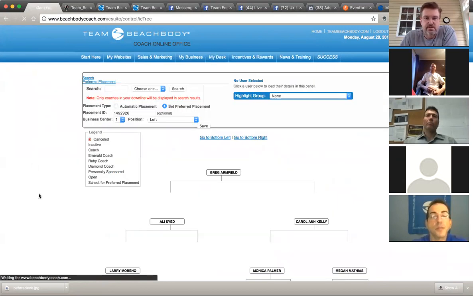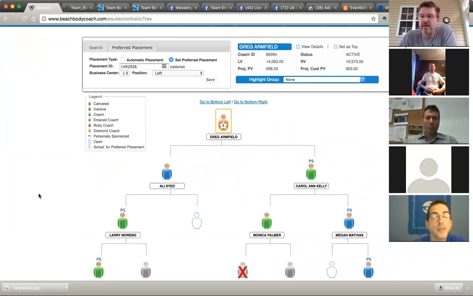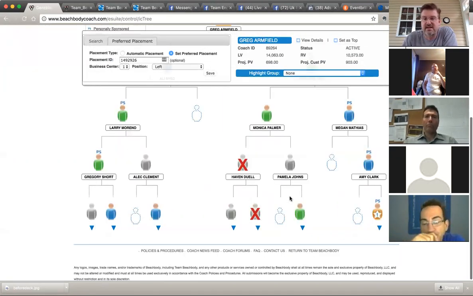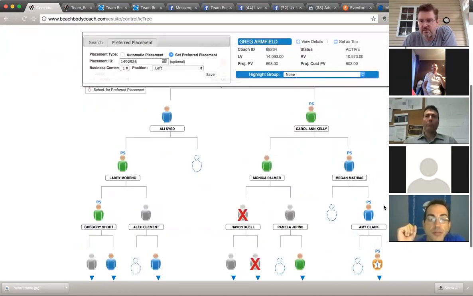And I'm going to show you here, so that you understand that this is called a binary tree structure, okay? Different MLMs, different network marketing companies, have different structures. Ours is a binary model, okay? So basically that means you have 2 legs. You can see I have a left leg and a right leg, okay? It's like a Christmas tree, right? You can see lots of coaches placed on my left, lots of coaches on my right, okay?